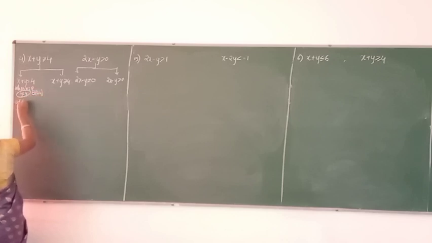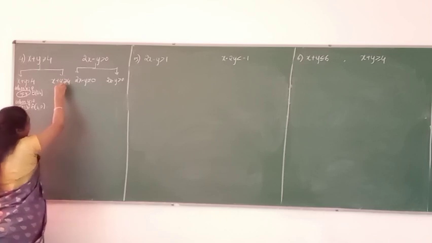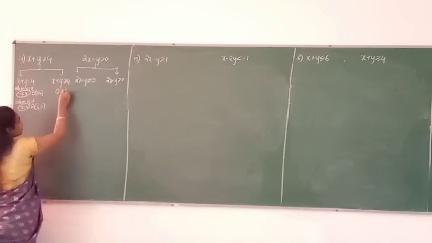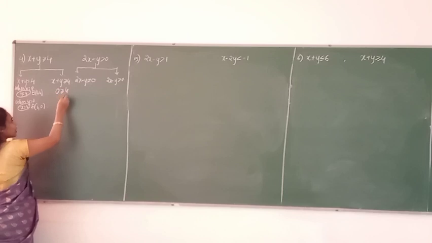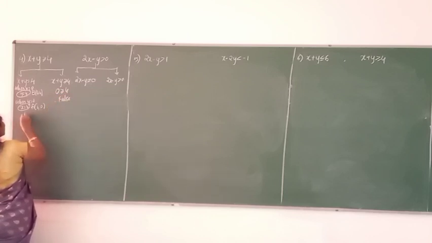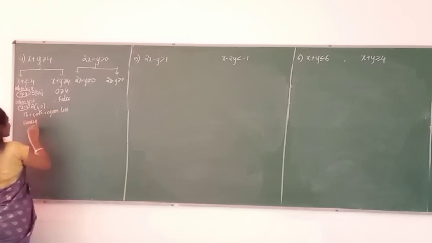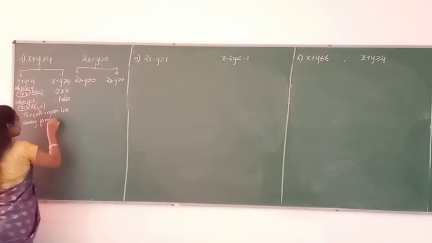Next, when y is equal to 0, you will be getting x as 4. So A is nothing but 4 comma 0. Inequality 0 plus 0. I think 0 plus 0 is nothing but 0. 0 is greater than or equal to 4. Therefore, it is false. The solution region lies away from origin.